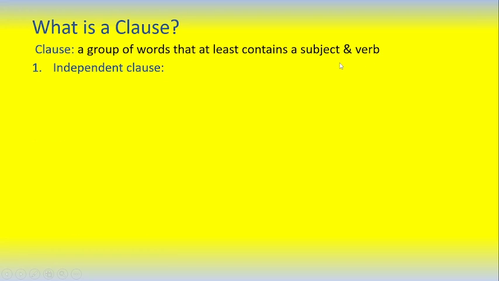Now there are two types of clause. One is independent clause, another one is dependent clause. Now let us understand what is independent clause. Independent clause means it can make a complete sentence.